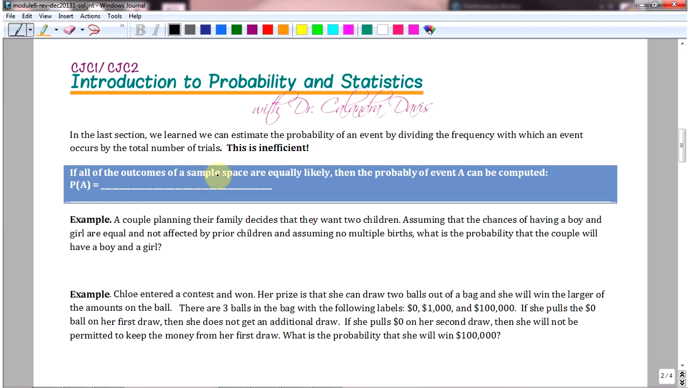If all of the outcomes of a sample space are equally likely, then the probability of event A can be computed by taking the number of outcomes in event A, and divide that by the number of outcomes in the sample space S. I don't think I mentioned it on the last page, but the sample space is often represented by the letter S.